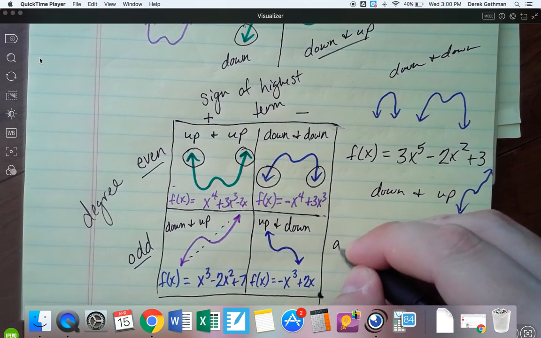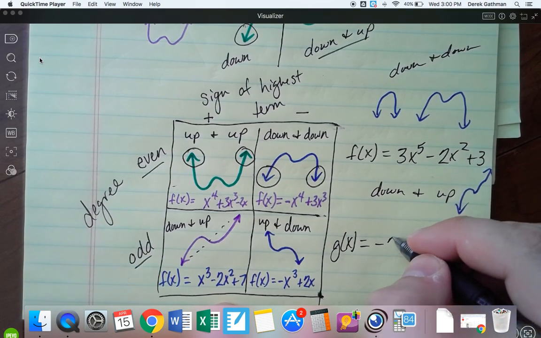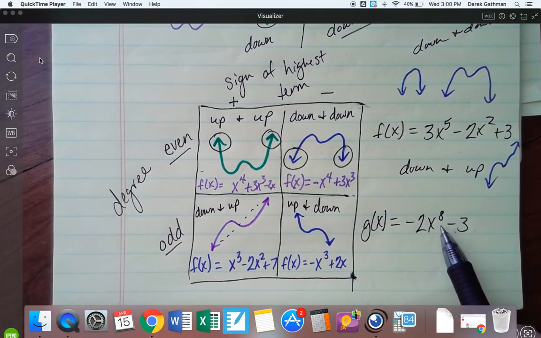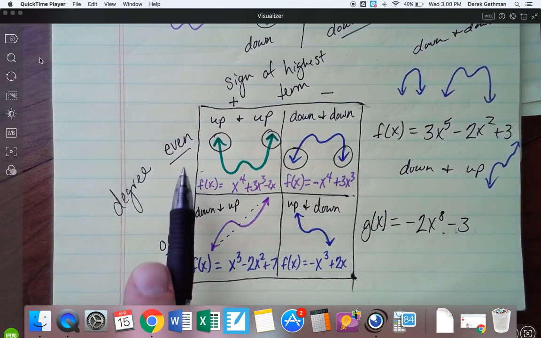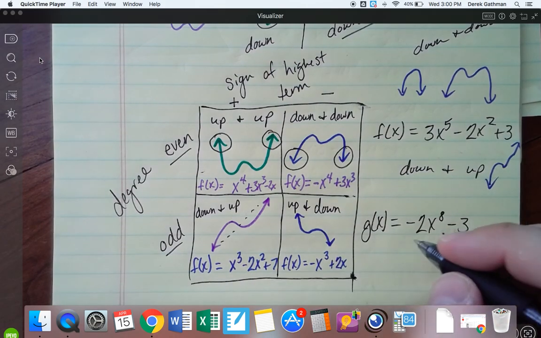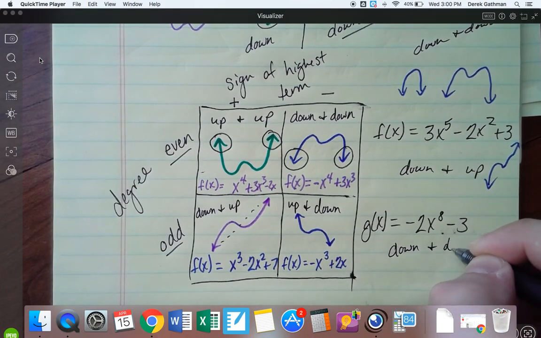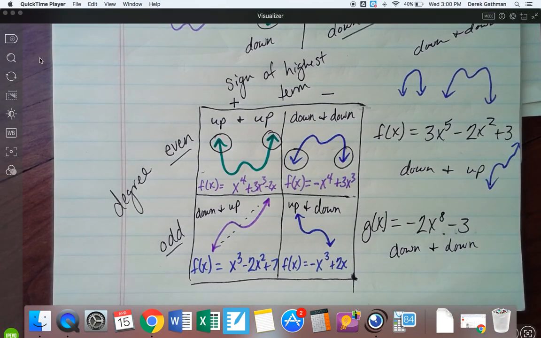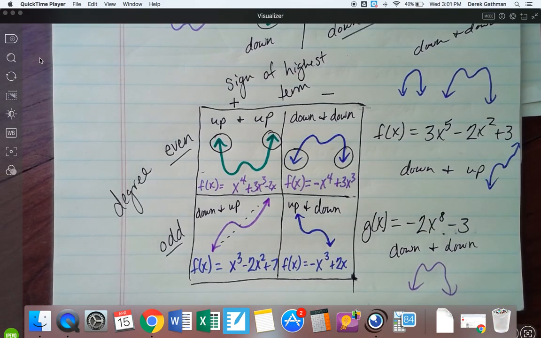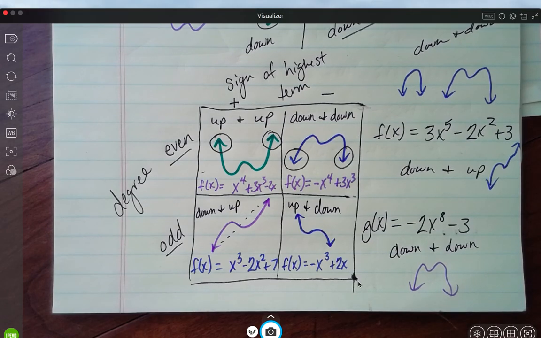Okay, and if I look at another function, and I've got negative 2x to the eighth minus 3, that's my function. Okay, I look at my highest exponent. My degree is 8. That is even. I have a negative value out in front of my highest term. That means I'm going to have down and down. And so my function is going to look something like that. We don't know what it'll look like. We'll let technology help us with that, but I can at least tell my end behavior. This table right here is going to be very important, just to help you remember. Okay, so end behavior and classifying polynomials. That is all we are really doing with this stuff.